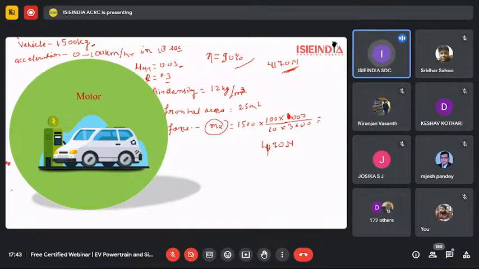Let's say this is the first calculation. Then we will be calculating the rolling resistance, which is RR. The formula for that is mu RR, the rolling coefficient, into mass into acceleration due to gravity, which is mg. So let's suppose my mu RR is 0.03, mass here is 1500 kilogram, and gravity is 9.8. So what is the final value?